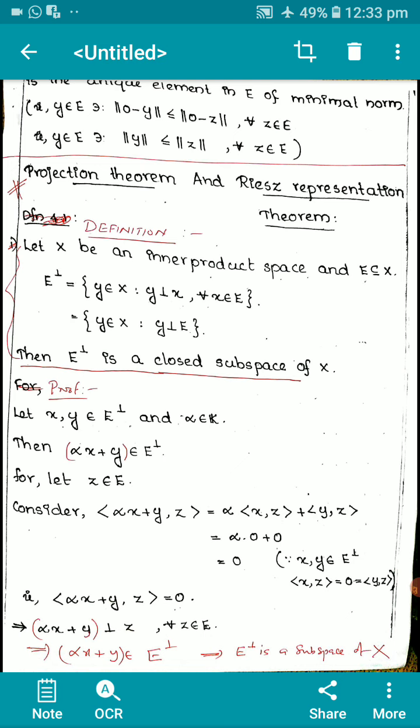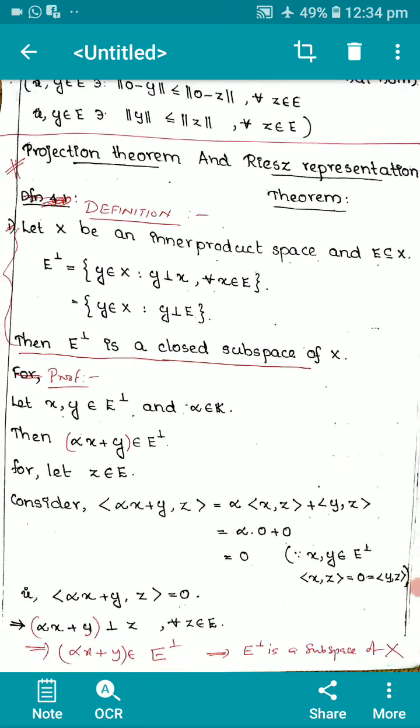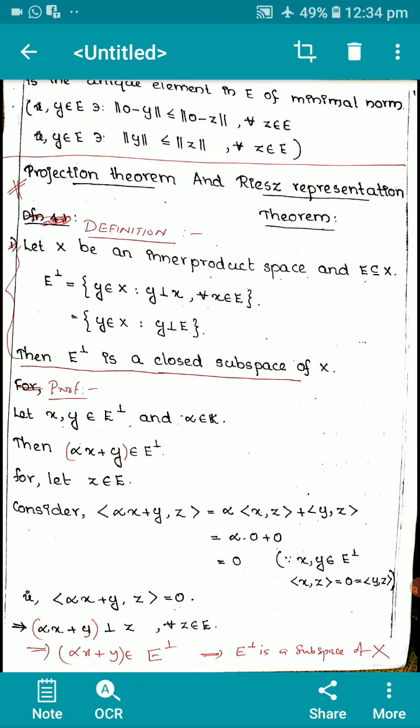E perp we can call, or which is orthogonal to E, you can call like that. Now what I am doing is I am calling this E perp, P-E-R-P, perp. Let X be an inner product space and E a subset of X, and E perp is nothing but the set of all y in X such that y is orthogonal to x for every x in E, or the set of all such y in X such that y is orthogonal to E itself. And clearly E perp is a closed subspace of X.